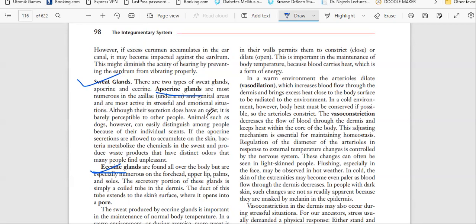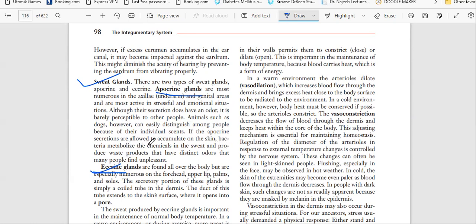Although their secretion does have an odor and a smell, whoever has a lot of sweat in the underarm or the genital area is probably emotionally very stressed. This is a sign of an emotional condition. If anyone has this condition, you can observe and ask the patient. Animals such as dogs, however, can easily distinguish among people because of their individual scents.